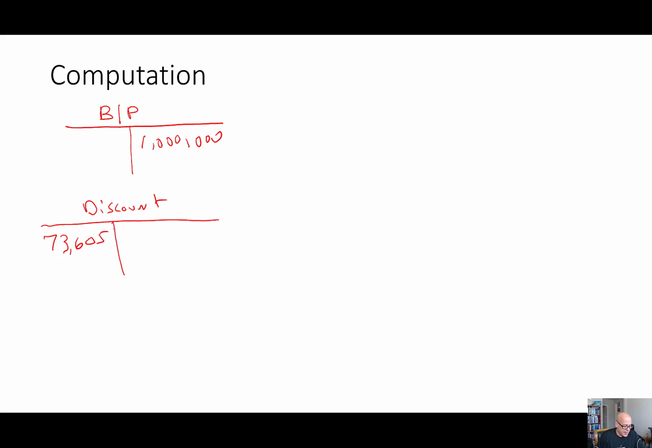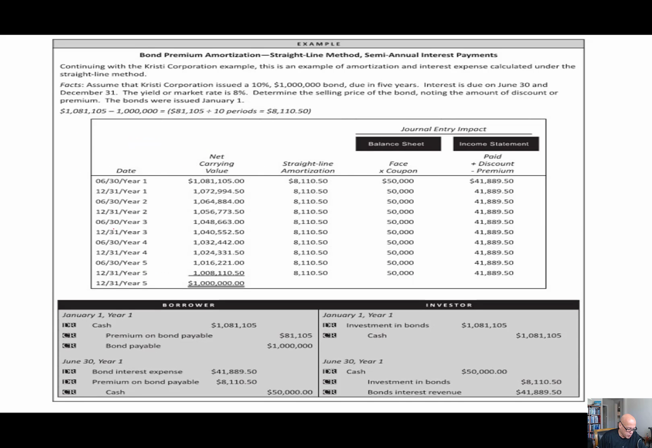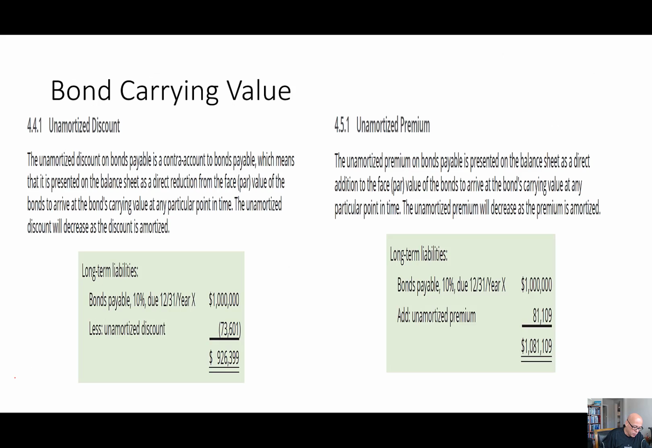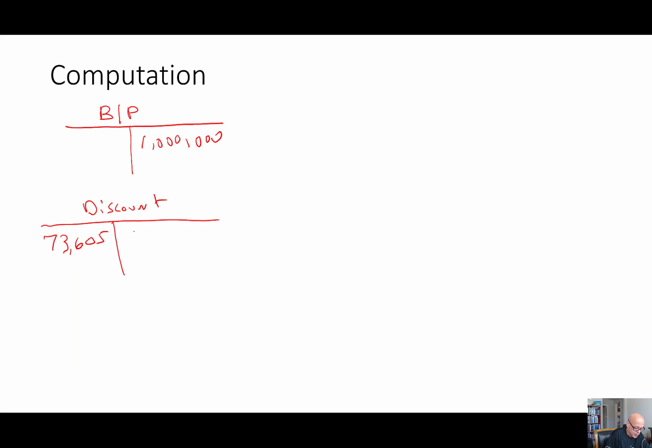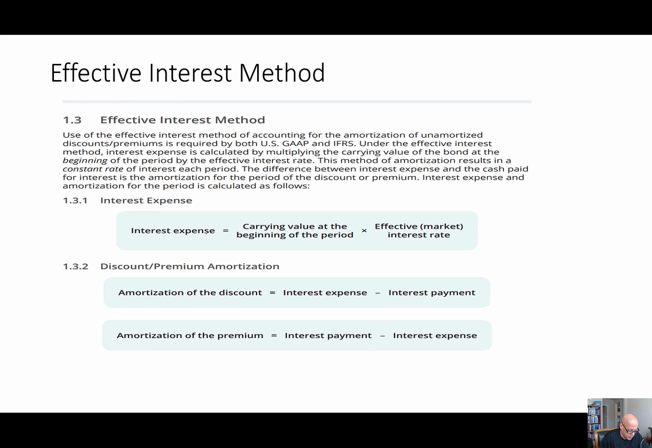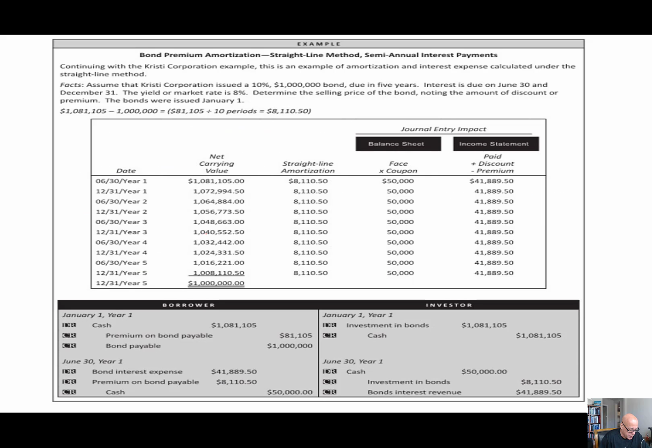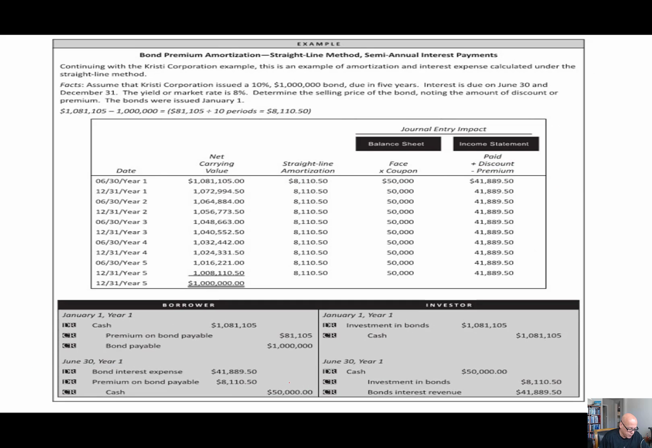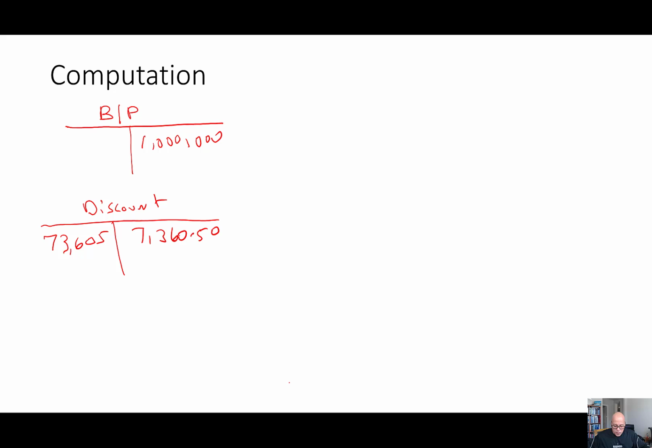Okay. Then, when the first interest payment was made, we made this journal entry right here. We debited the interest expense, adding the amortization of the discount to the $50,000, credited cash, and we credited the discount $7,360.50. Right? Was that the number that we credited? Just to double check that. Yeah, $7,360.50.